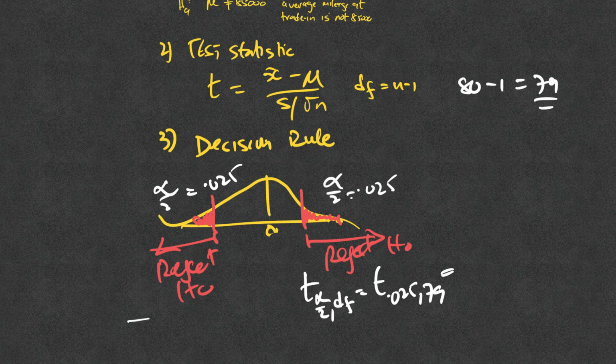Let's go to the T table. Anybody have the T table? I don't want to switch back and forth. So go to the T table for me, please. Look for 79 degrees of freedom and 0.025 in the tail. Give me that T value. Maybe 1.7 something? 1.68 something? So 1.99. Oh, 1.99. Oh, 0.025.